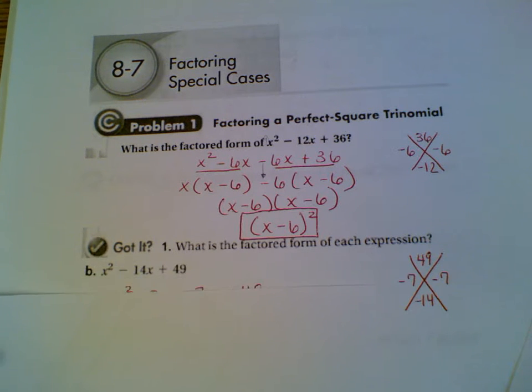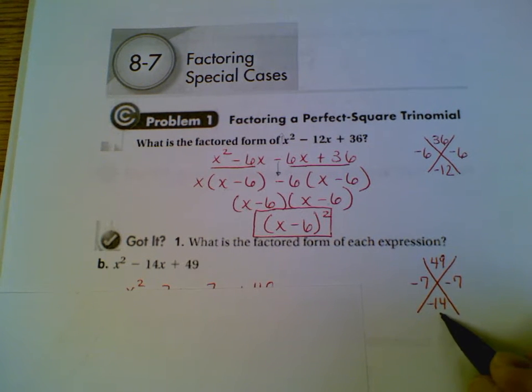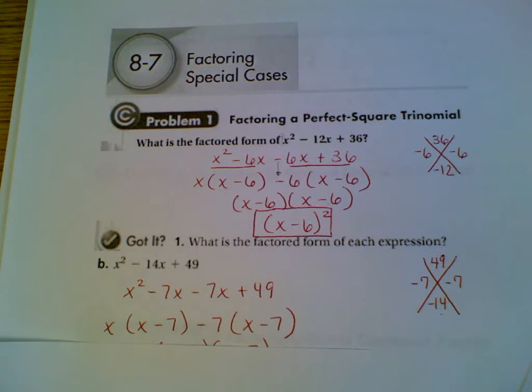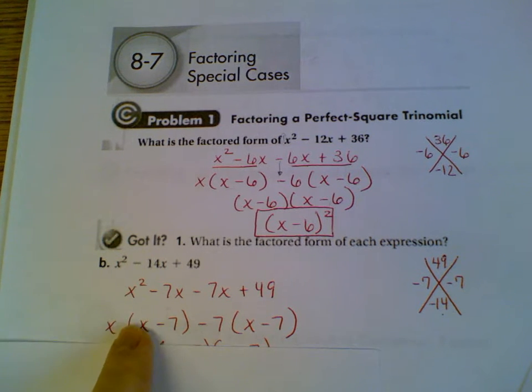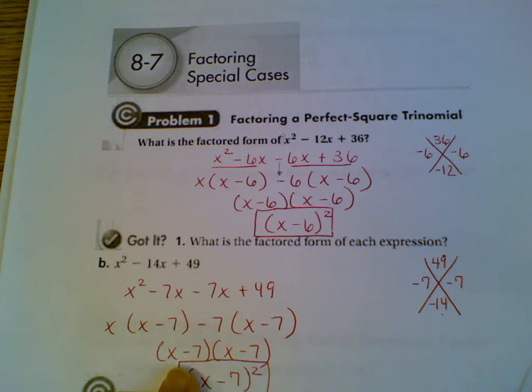So on the next one, you should have slid the 1 over and got 49, and then find the factors that add up to negative 14. So you should have had negative 7 and negative 7. When you split it up, your GCF of the first two would be x and negative 7 of the second. And then when you write it out, you still get x minus 7, x minus 7. And then I rewrite it with an exponent to show that I have two of the same type of factor.